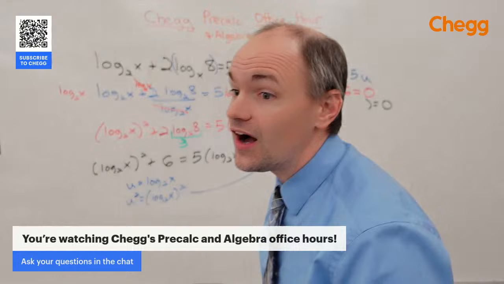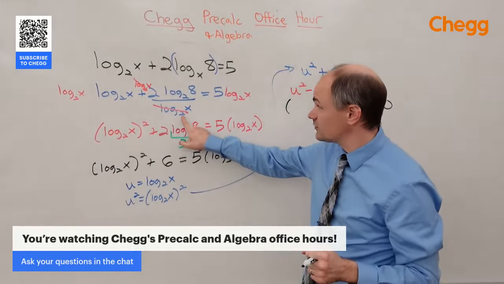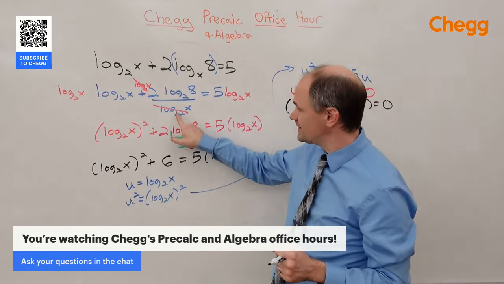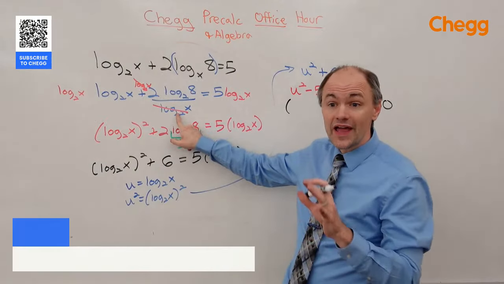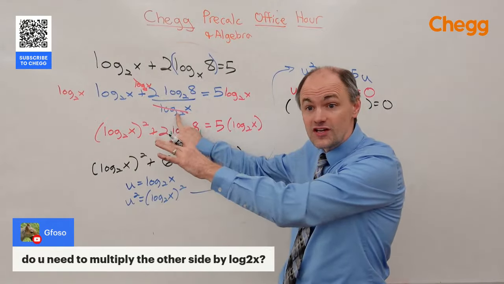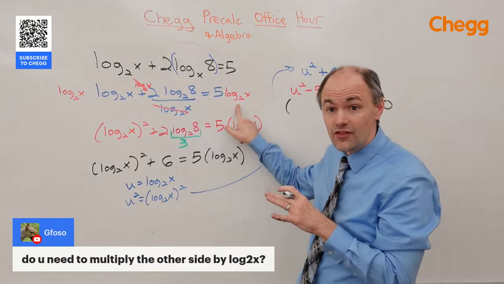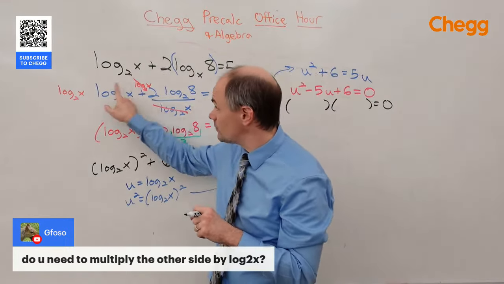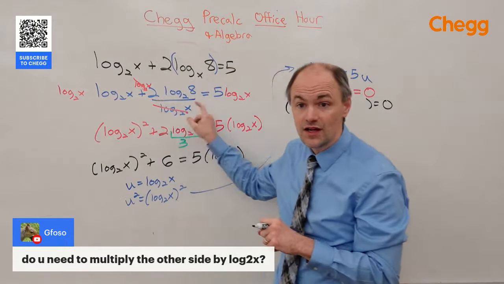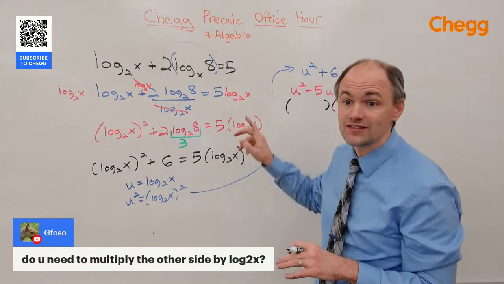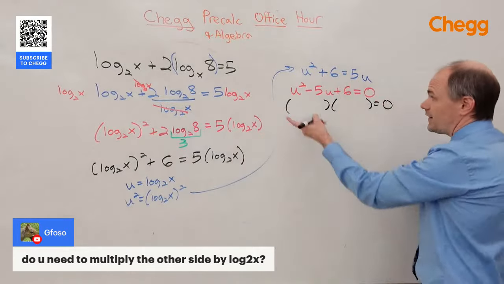I saw a comment that was asking specifically about this one. Why do we need to multiply the other side by log base 2 of x when we did that up here on this blue to red step? Remember, with equations, whatever we do on one side of the equation, we have to do the exact same thing on the other side. So because I multiplied by log base 2 on the left, I have to multiply by log base 2 of x on the right.